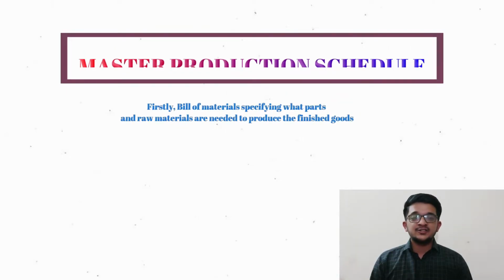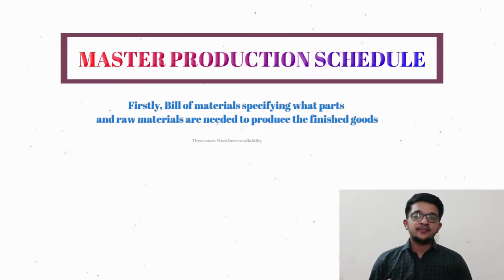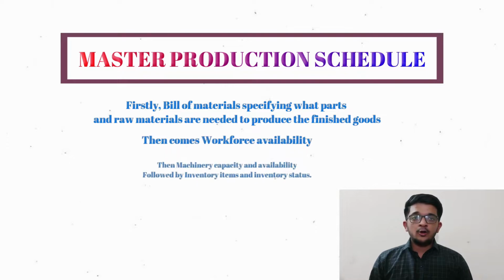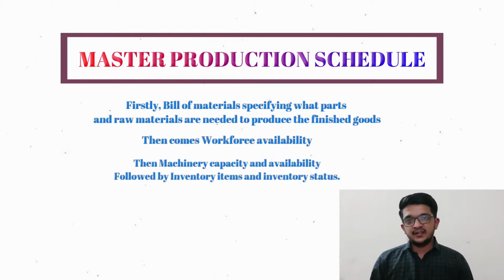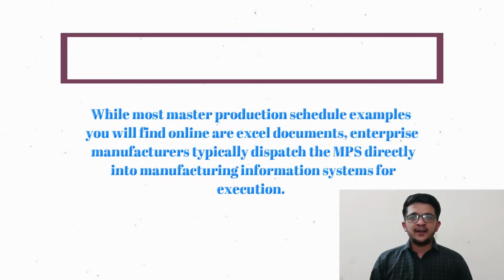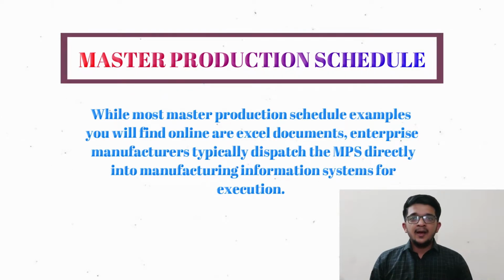And it includes a bill of materials specifying the parts and raw materials that are needed to produce the finished goods. Then comes workforce availability, then the machinery capacity and availability, followed by inventory items and inventory status. While most master production schedule examples you will find online are Excel documents, enterprise manufacturers typically dispatch the MPS directly in the manufacturing information system for execution.